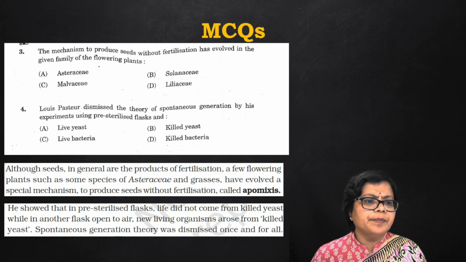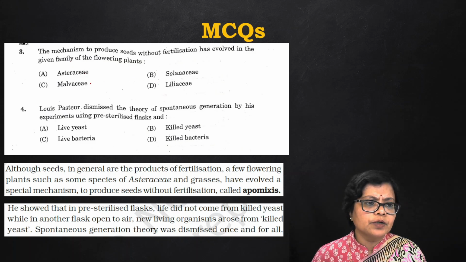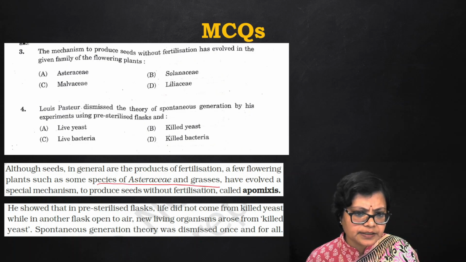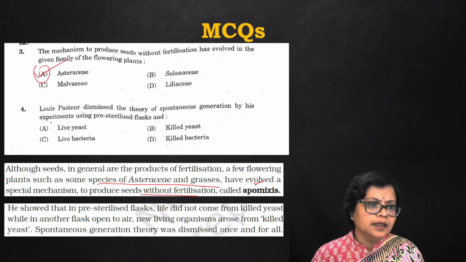Next question: the mechanism to produce seeds without fertilization has evolved in the given family of flowering plants: Asteraceae, Solanaceae, Malvaceae, Liliaceae. Asteraceae, you see, that is the line of the NCERT book: Asteraceae and the grasses, apomixis, without fertilization. So the correct answer will be Asteraceae.